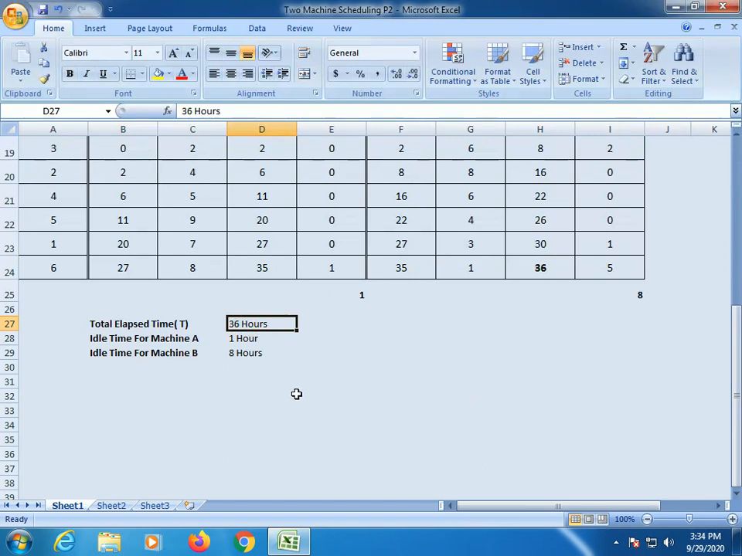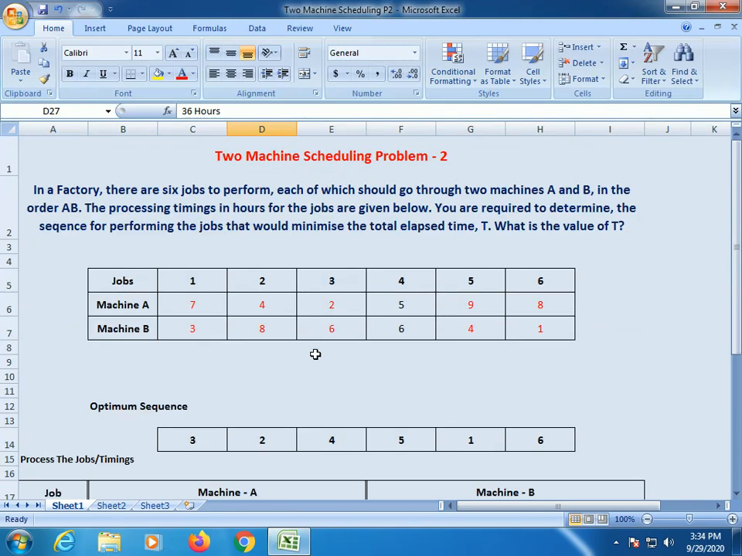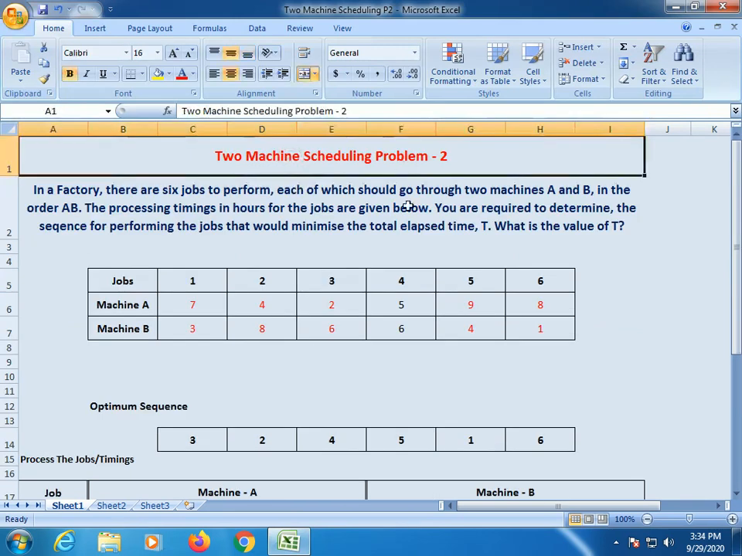In the problem we need not calculate the idle times for machines A and B, but it is better to calculate the idle time for both machines. The problem just asked about the total elapsed time. So this is the problem and solution. This is problem 2. Okay, thank you.